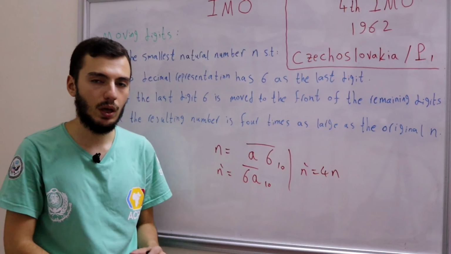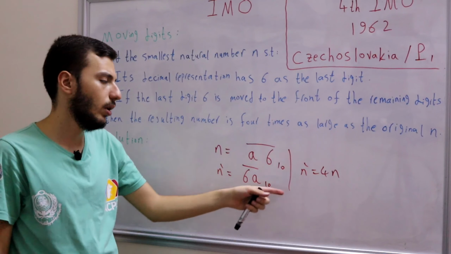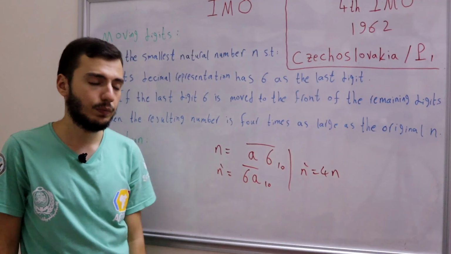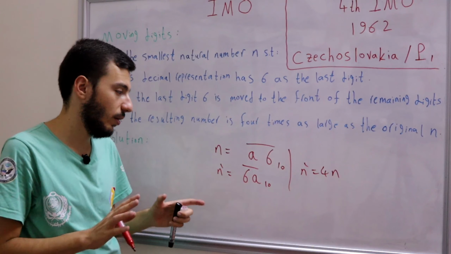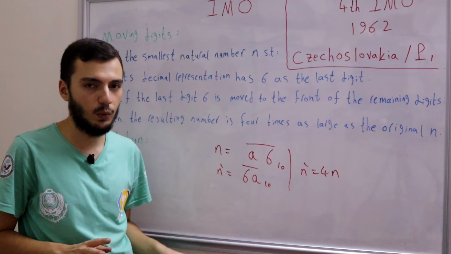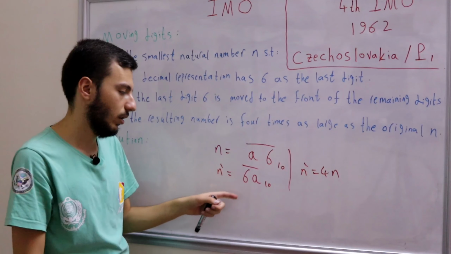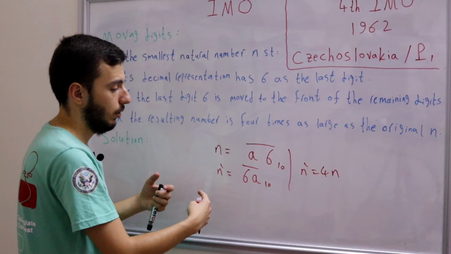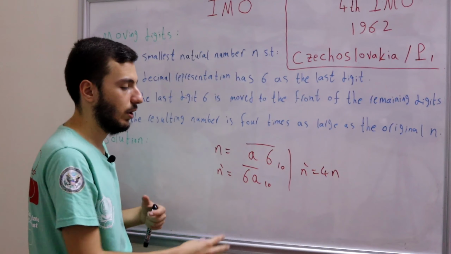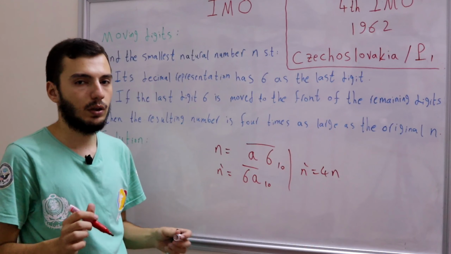Now we have everything in our hands. This is what the whole statement is about, and we need to find the smallest such n. We shouldn't just handle them this way. We need to express the digits to get some equations, because it's useless just to say that this is 4 times this. We need to expand this, representing it using powers of 10 to get actual equations.